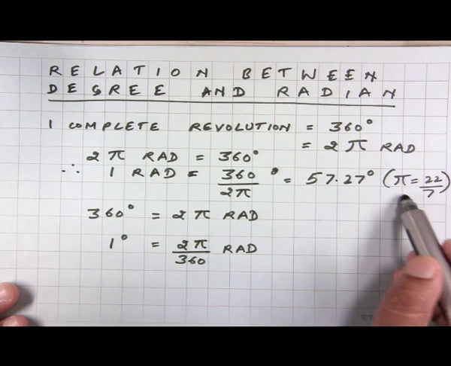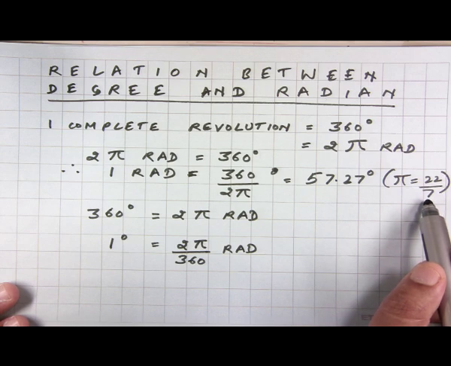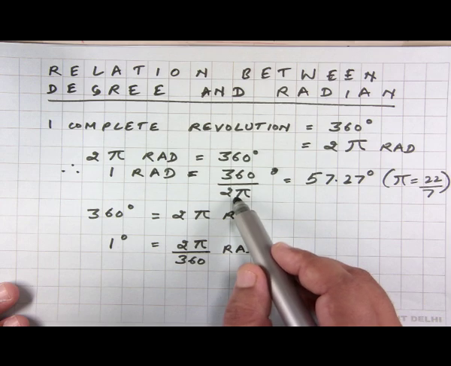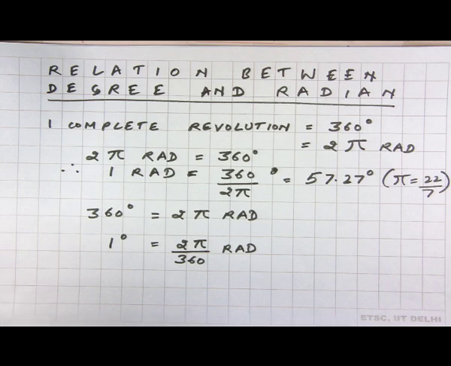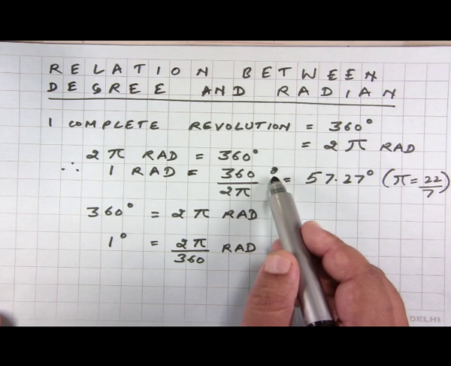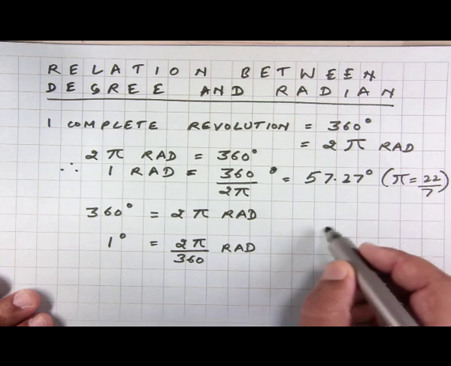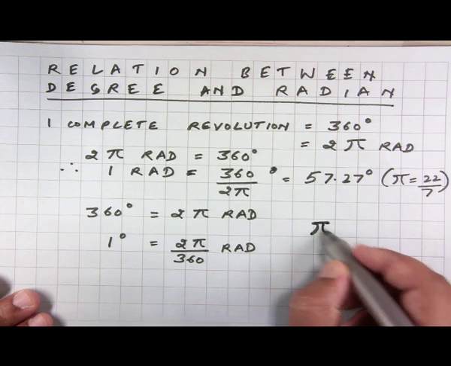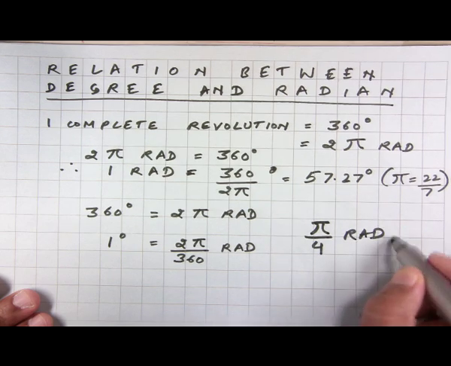If you use the approximation that pi is equal to 22 by 7, which is an approximation, then you just get 360 divided by 44 by 7, which is approximately 57.27 degrees. So, this formula, 1 radian equal to 360 by 2 pi degrees, will give you a conversion from radians to degrees. For example, if I ask you how many degrees is pi by 4 radians?